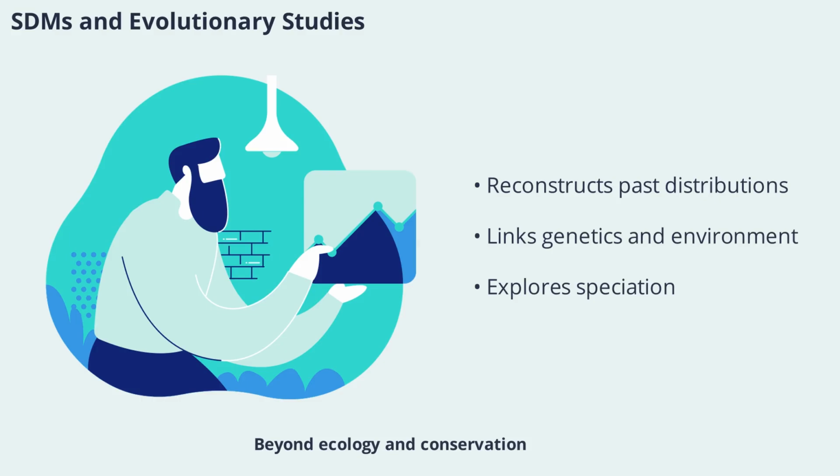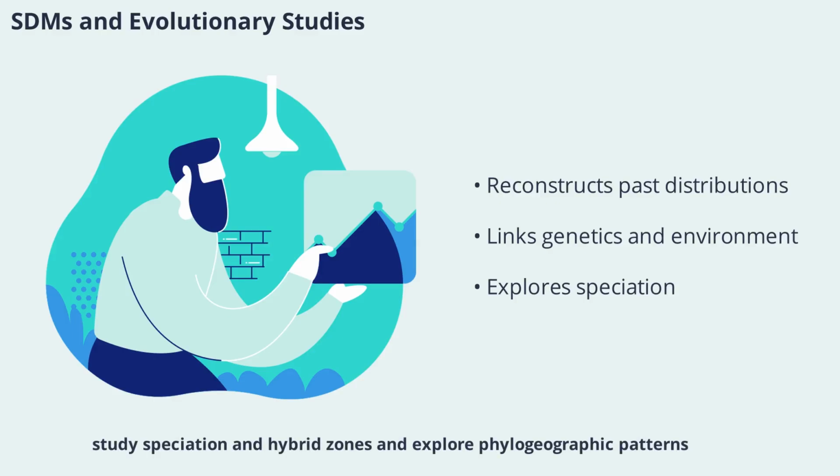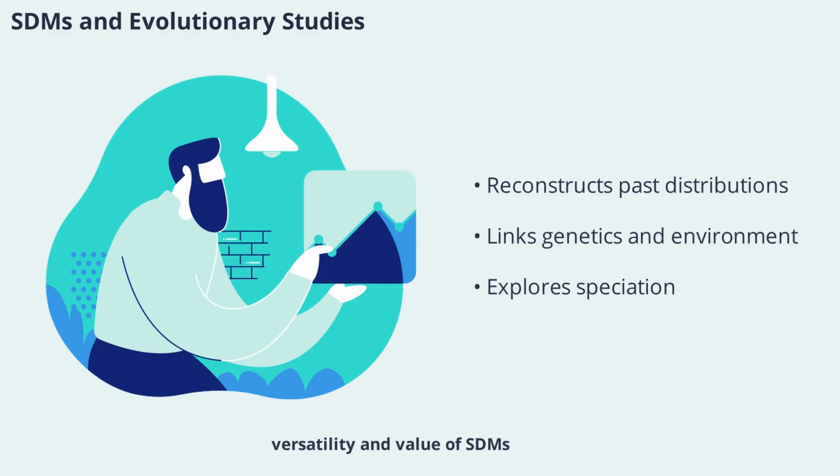Beyond ecology and conservation, SDMs are increasingly used in evolutionary biology. They help reconstruct past species distributions, study speciation and hybrid zones, and explore phylogeographic patterns. By linking genetic data with environmental models, researchers gain new insights into the processes shaping biodiversity over time. These interdisciplinary applications highlight the versatility and value of SDMs.